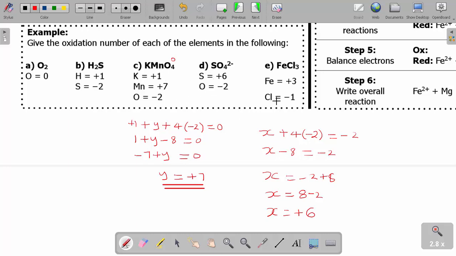Are we together? Now for iron and the chlorine here, because chlorine has got -1, iron must be having +3 here, because of the 3 here on chloride means it was 3 times -1, -3, and because this is 0 here, it means to have -3 neutralized, the iron must be having +3. I hope we are together. Let us proceed.